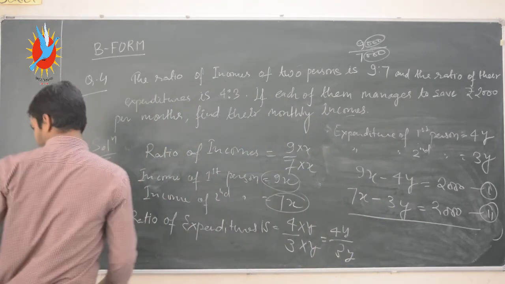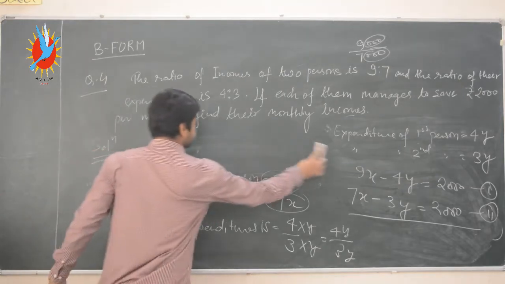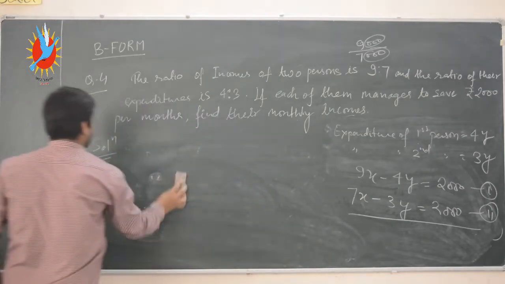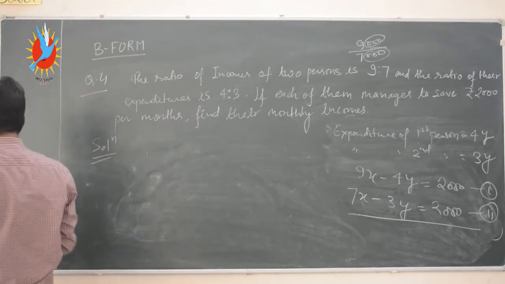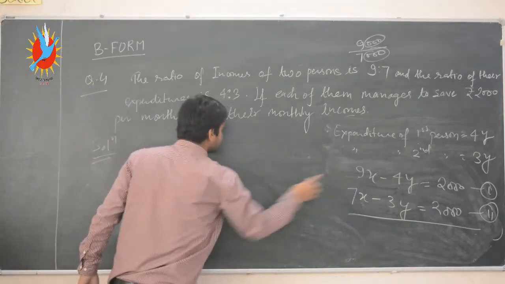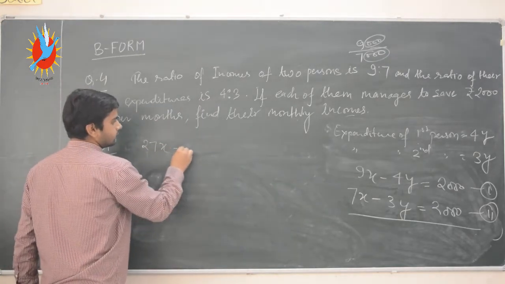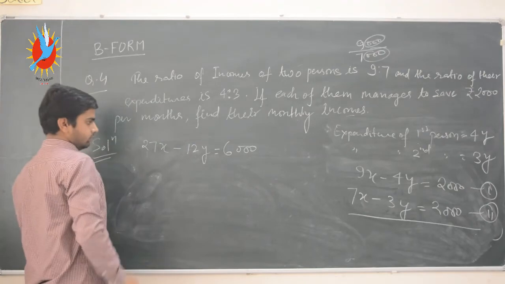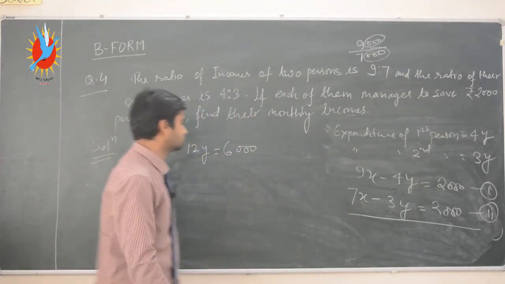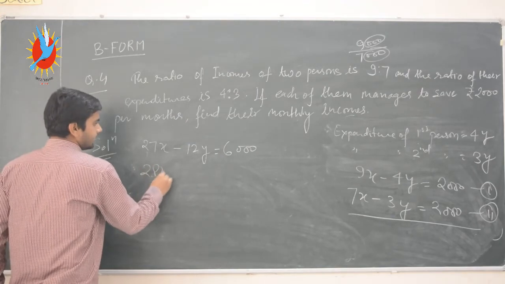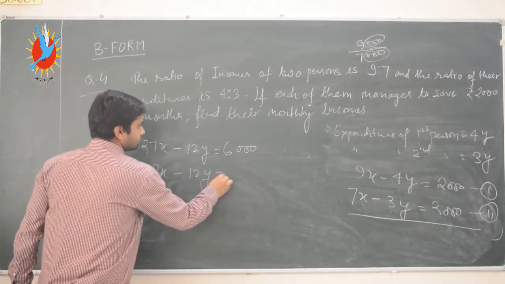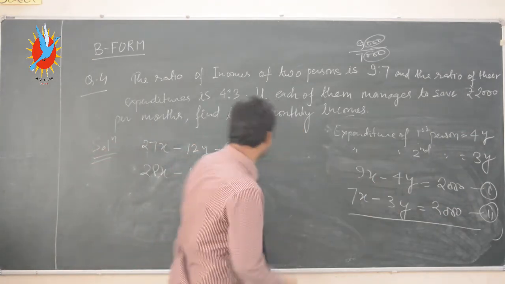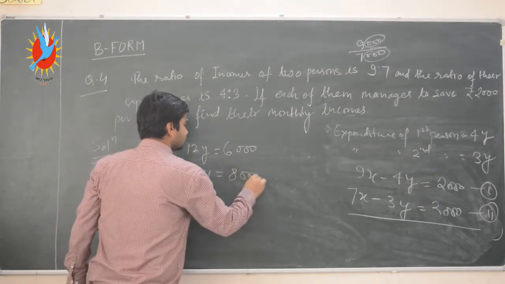Multiplying equation 1 by 3, we will get 27x minus 12y equal to 6000. Multiplying equation 2 by 4, this will become 28x minus 12y equal to, sorry, 4 into 2000, that is 8000. So this will be 8000.